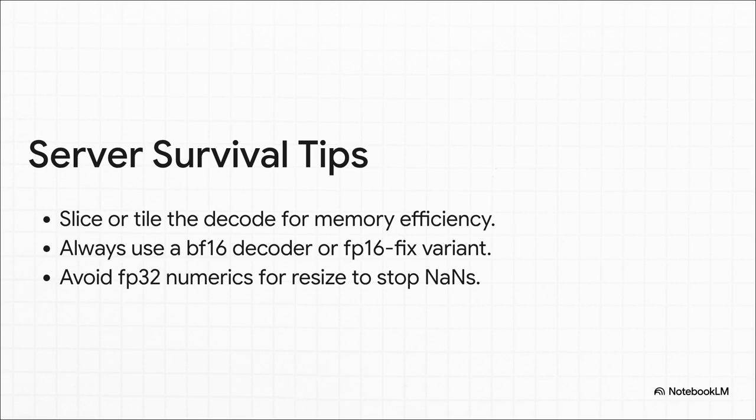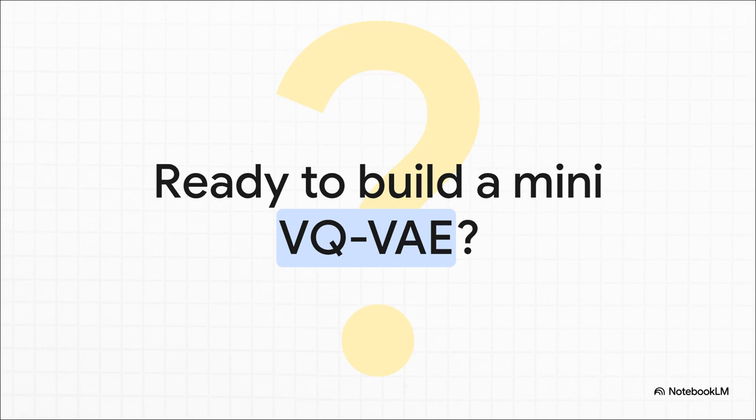Also, always use a BF16 decoder or an FP16 fixed variant. If you try to use standard FP32 numerics for that final massive resize, you will get silent not-a-number errors that will completely ruin your high-res outputs. Just don't do it. So the absolute crucial takeaway here is that understanding the VAE means understanding the bedrock of modern AI generation.